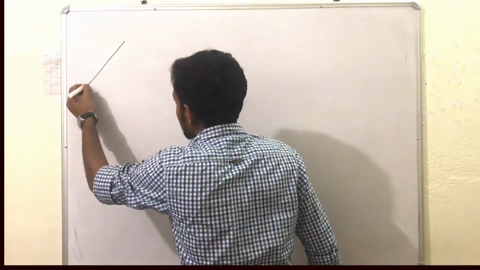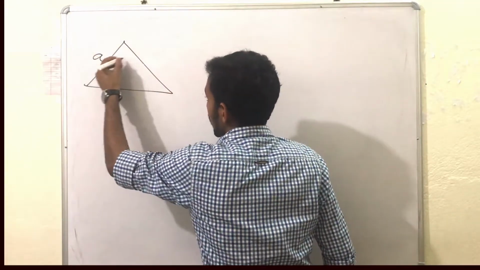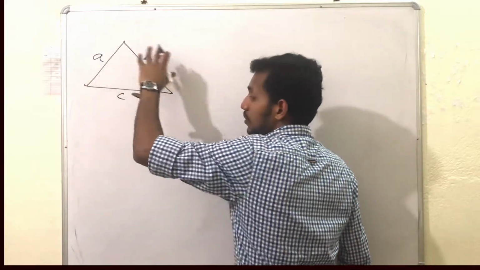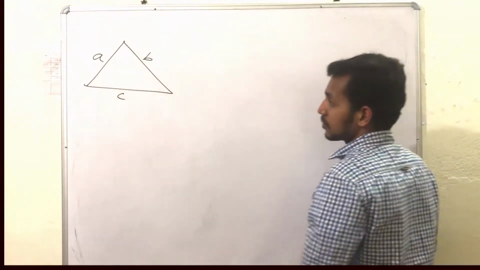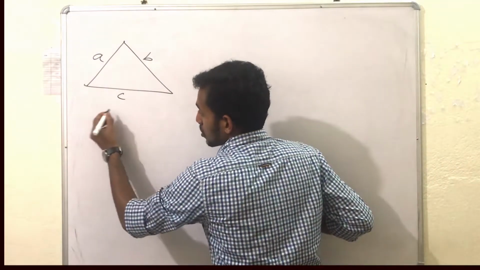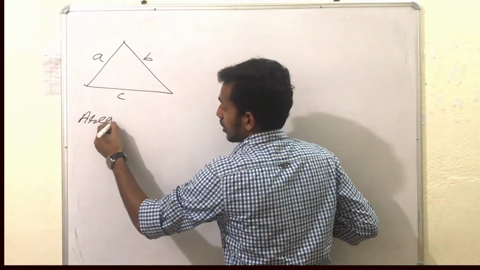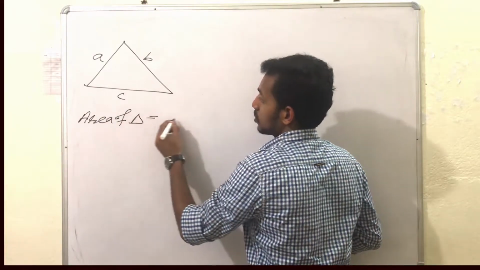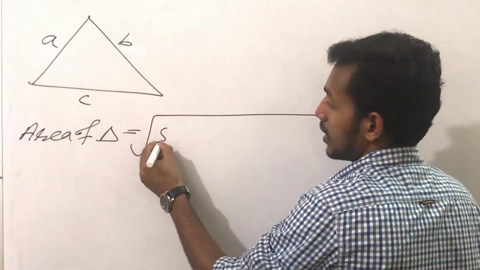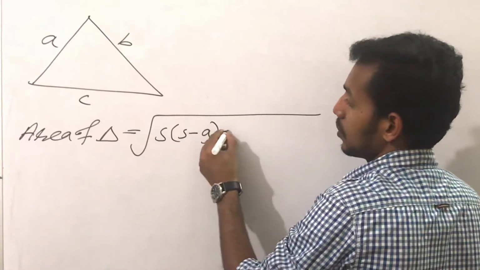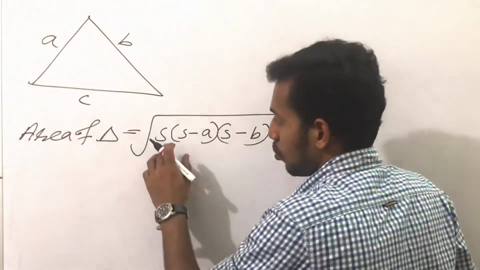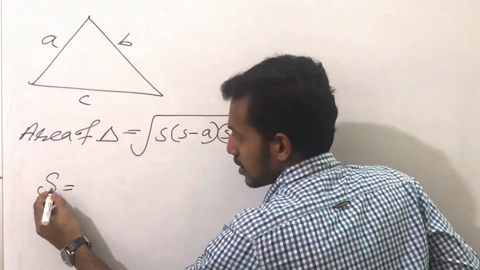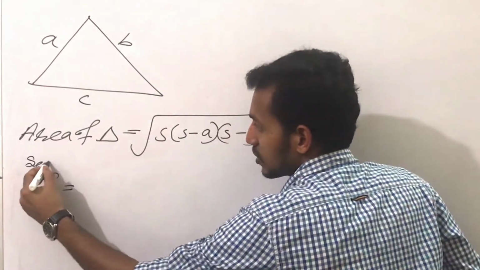So let's consider a triangle with three sides a, b and c. These are three different sides. Now Heron's formula says that area of triangle is equal to square root of s into s minus a into s minus b into s minus c. What is s? s is the semi-perimeter.